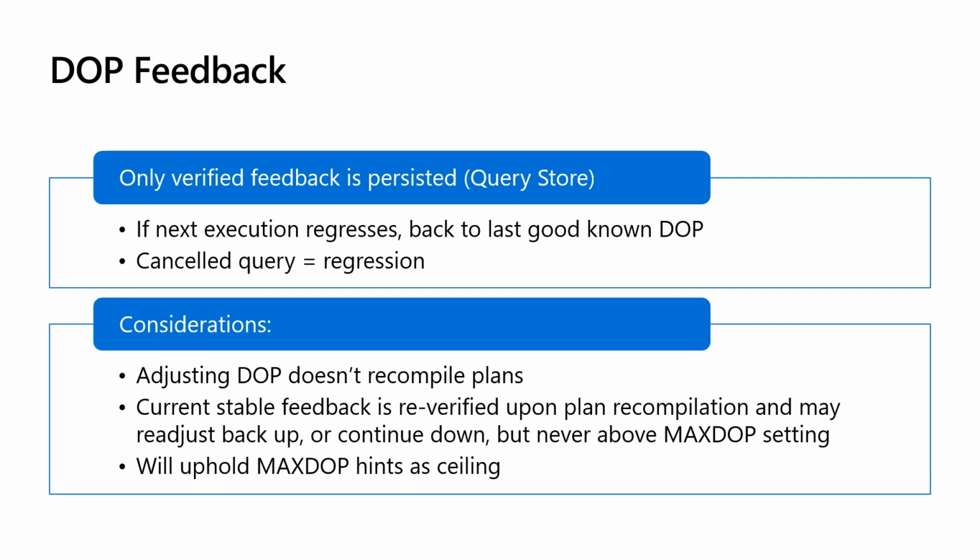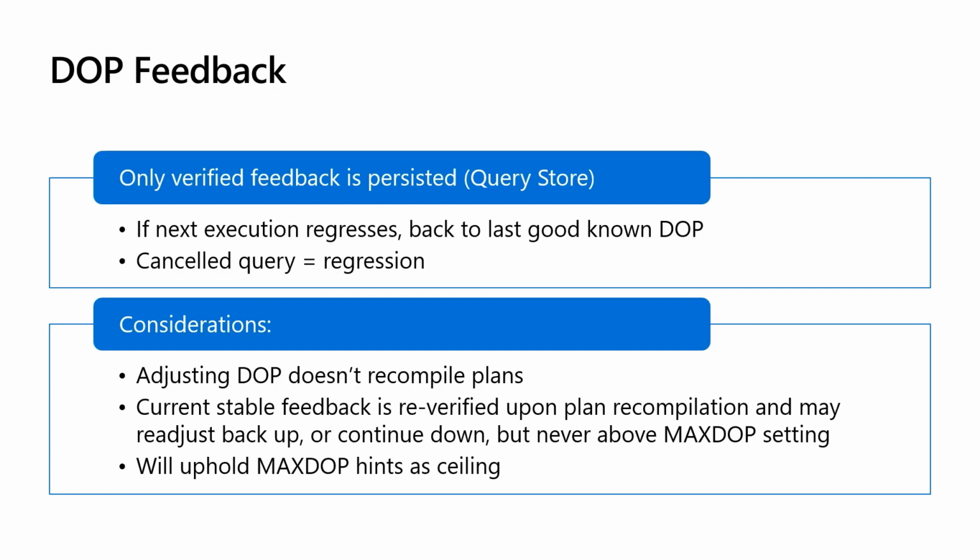Once the degree of parallelism feedback is verified, so we've run it and we've confirmed that it is actually good for the query, then we could persist it in the query store. It is worth noting that if a user cancels a query that is being verified for degree of parallelism feedback, we interpret that as the query regressed and consider that that degree of parallelism is not good and would go back to a different stable value.